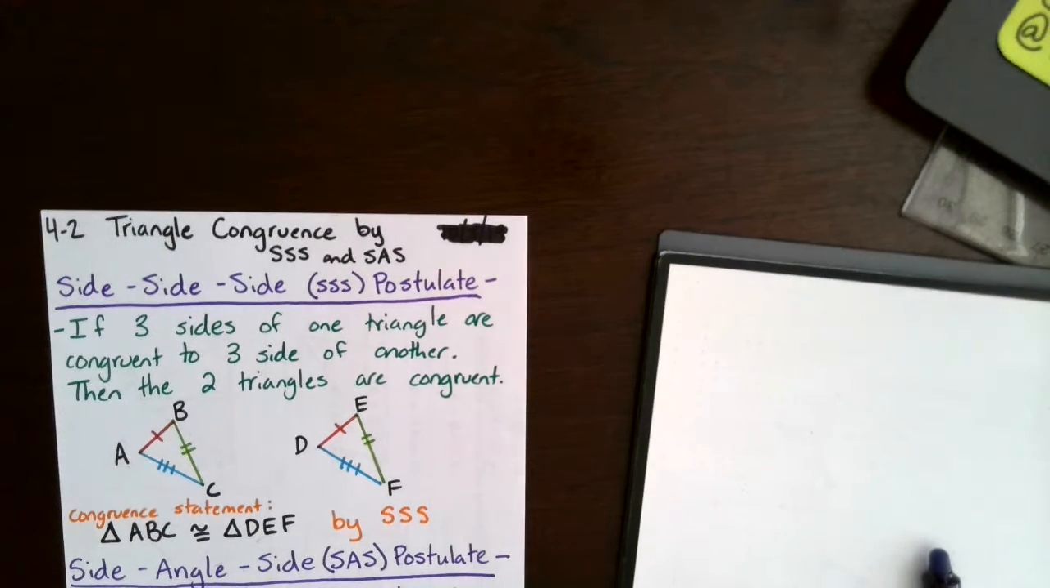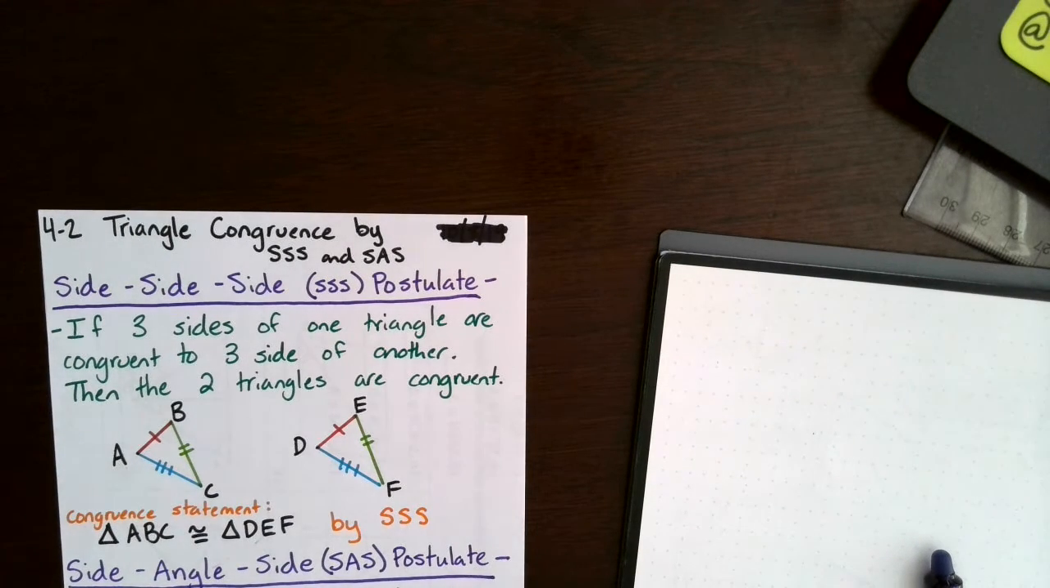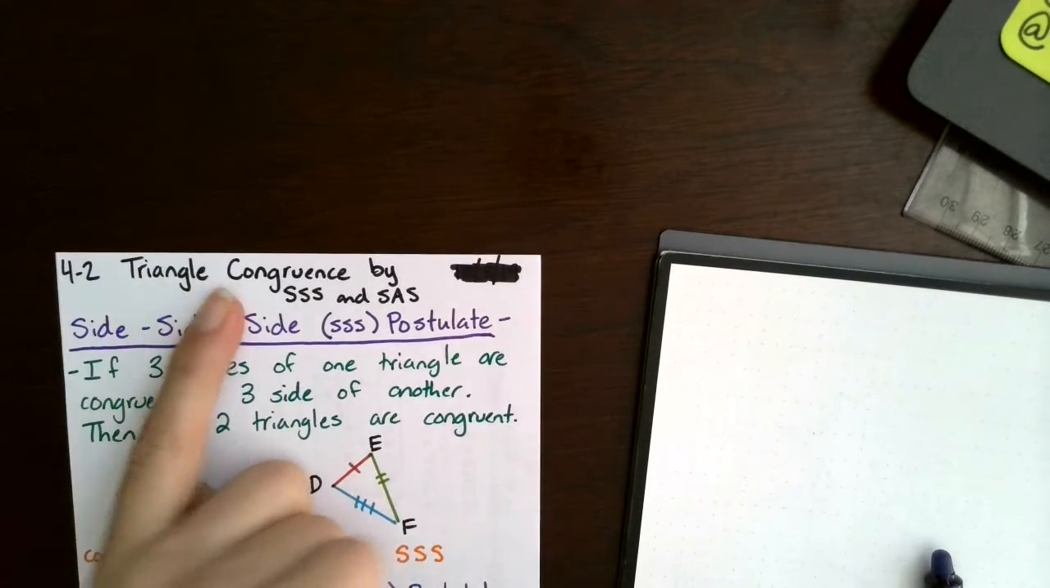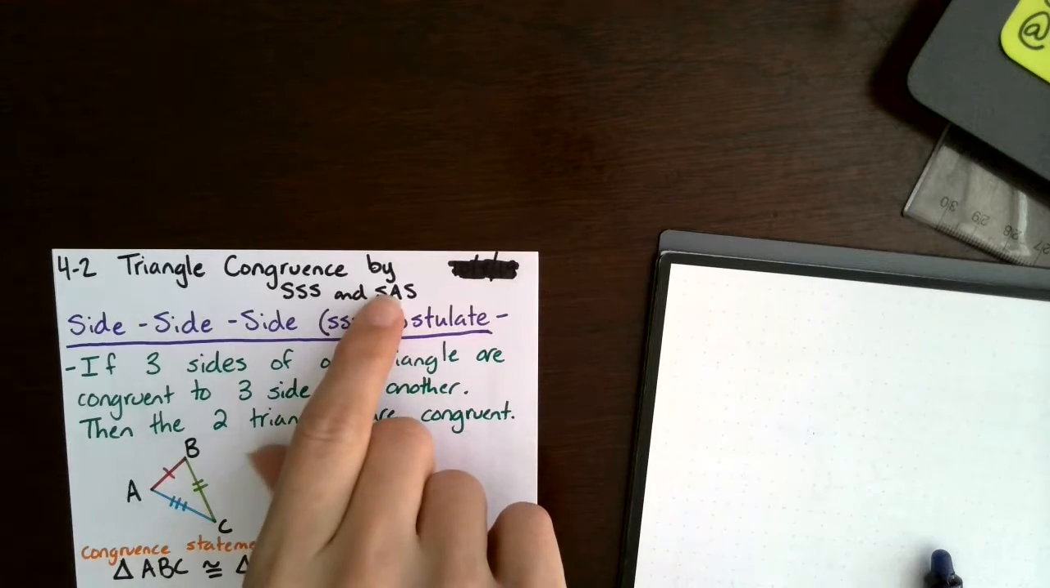Okay, so now we're going to jump into the world of triangle congruence. So that's what 4-2, 4-3, and 4-6 are about. So our first one, 4-2, triangle congruence by SSS and SAS.